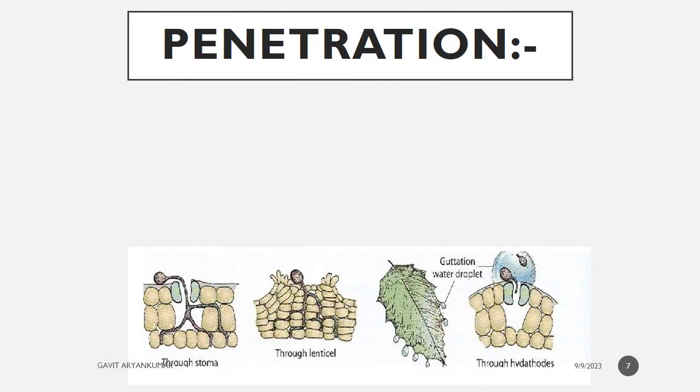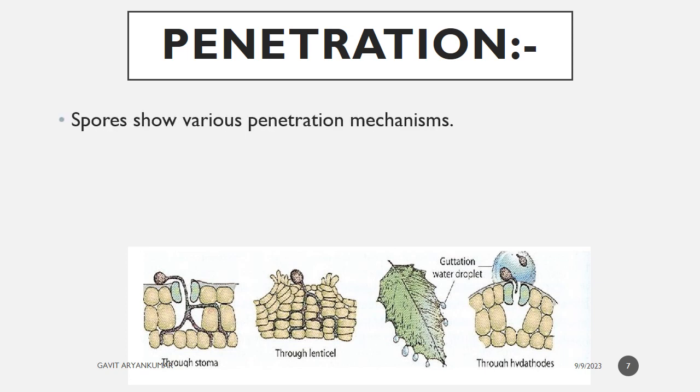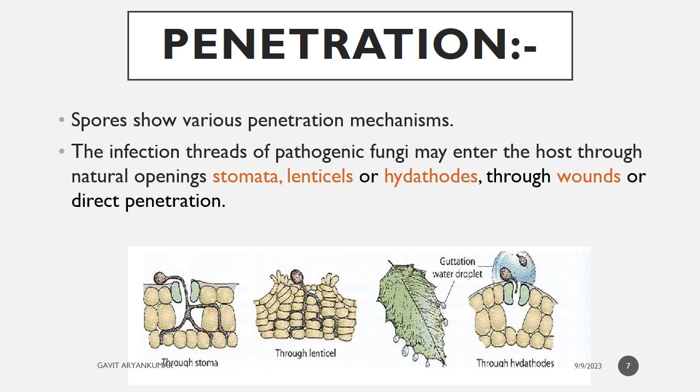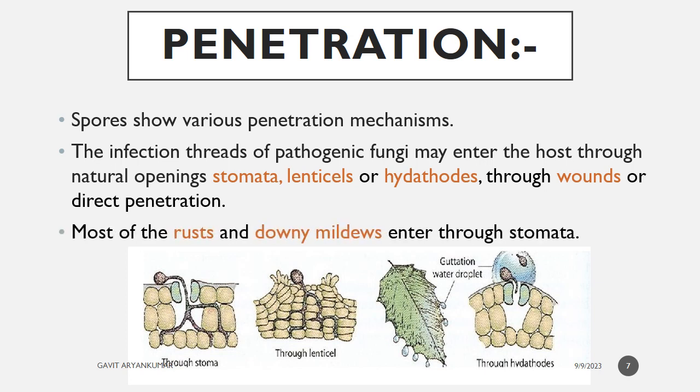Penetration. Spores show various penetration mechanisms. The infection threads of pathogenic fungi may enter the host through natural openings, stomata, lenticels or hydathodes, through wounds, or by direct penetration. Most of the rust and downy mildews enter through stomata.